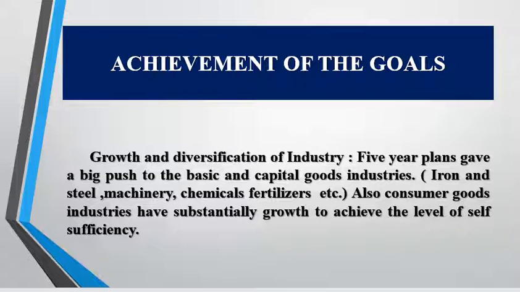Growth and diversification of industry. Five-year plans gave a big push to basic and capital goods industry: iron and steel, machinery, chemicals, fertilizers, etc. And the consumer goods industry substantially grew to achieve the level of self-sufficiency.